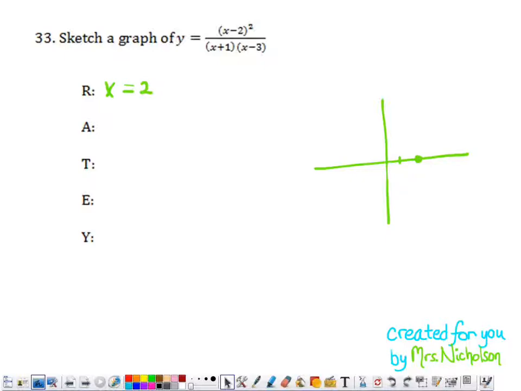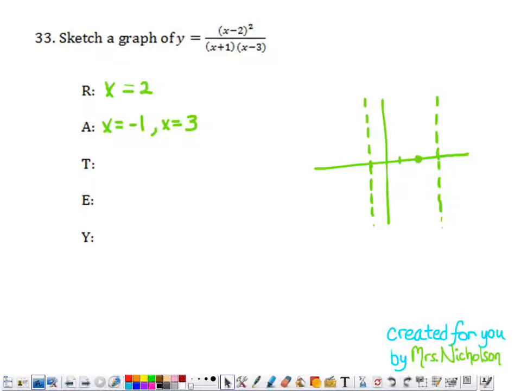Let's move on to A, which stands for asymptotes. Now asymptotes we get from setting our denominator equal to 0. Because remember, an asymptote is a place where the graph is undefined. And that happens whenever we divide by 0. So if I look to see what makes the denominator 0, that would be at x equals negative 1 and at x equals positive 3. So I'm going to add my asymptotes over here on my graph. Here's negative 1 and 1, 2, 3, positive 3. There's my vertical asymptotes.